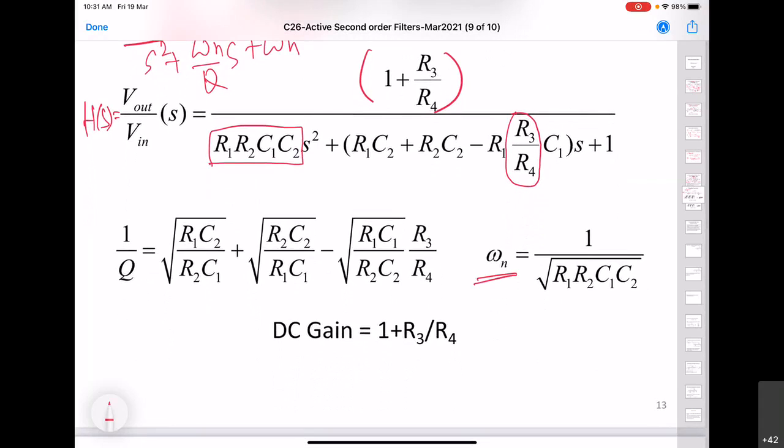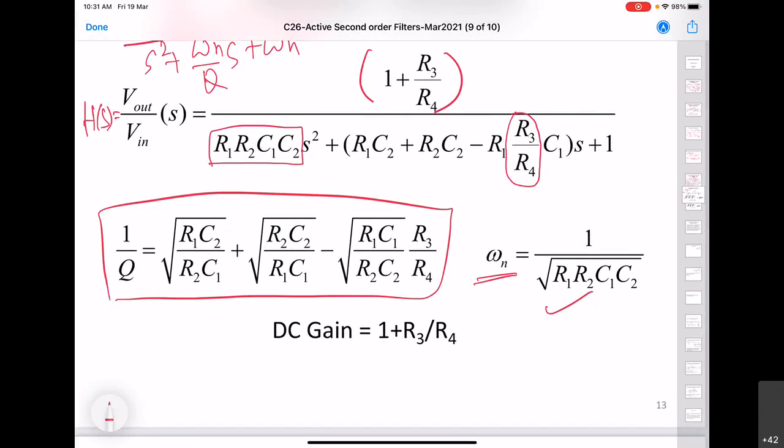The natural frequency here also remains the same, but the quality factor you can see gets modified by this factor. And the DC gain obviously is now 1 plus R3 by R4. So this circuit will not only do the low pass filtering, but it will also do the amplification of the passband signal.